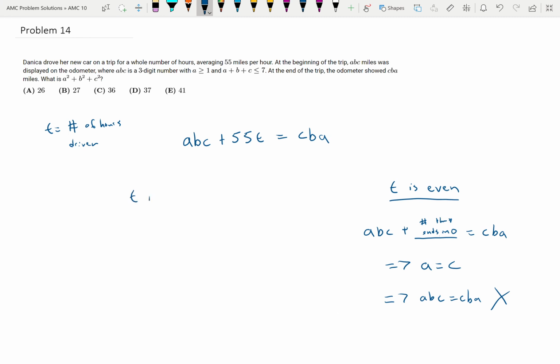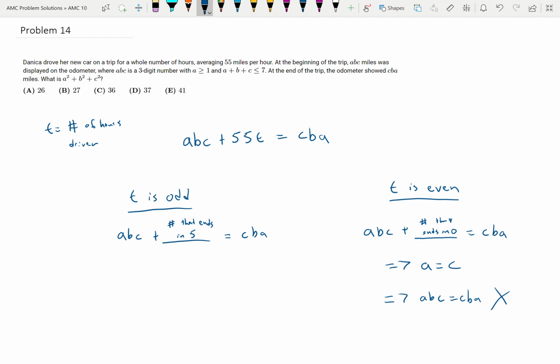So t has to be odd. Here's the case, t is going to be odd. Now we're going to write the equation ABC plus, and if t is odd, an odd number times 55 is going to end in a 5. So all I know is ABC is being added to a number that ends in 5, and that equals CBA. So I'm going to run through some possible options.